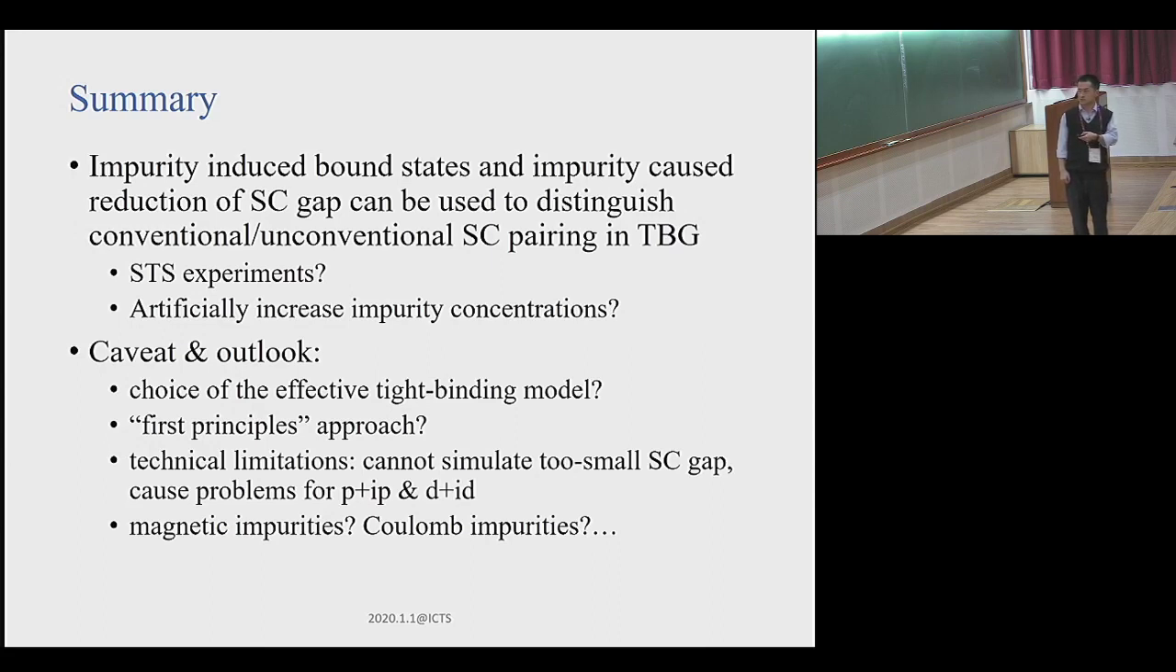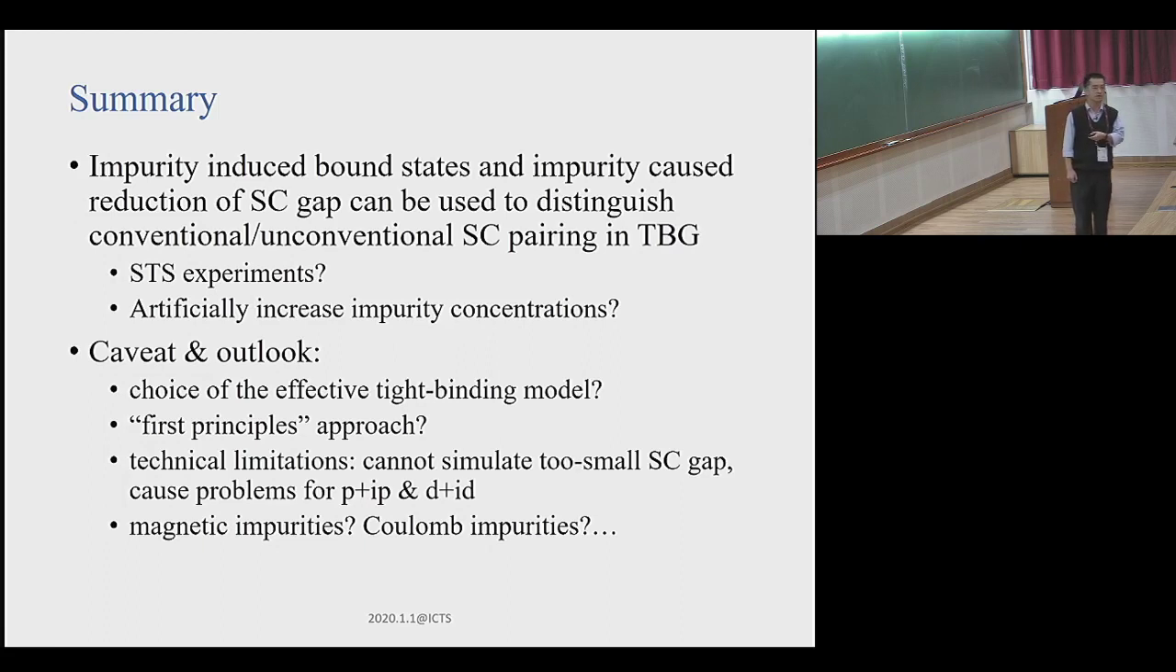And as said, there's a technical limitation. We cannot simulate a very small gap because of the finite size effect. That actually causes some problem for this P plus iP and D plus iD idea. I will mention that briefly. And finally, we only considered, so far, non-magnetic impurity. Of course, magnetic impurity will kill all semimetals, so we didn't really consider that.